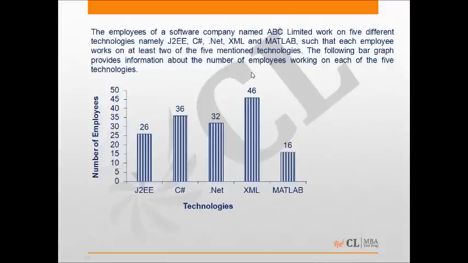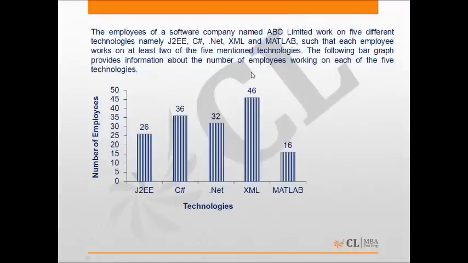In the given problem, it is given that the employees of a software company named ABC Limited work on 5 different technologies, namely these, such that each employee works on at least 2 of the 5 mentioned technologies. It means no one in the company works on exactly one technology out of the given 5. The following paragraph provides information about the number of employees working on each of the 5 technologies.